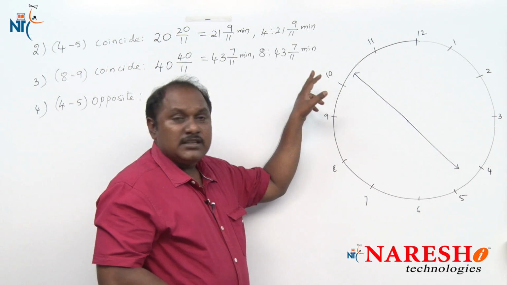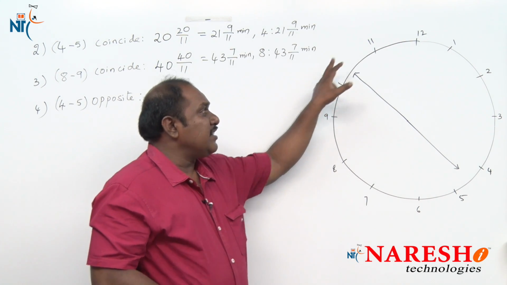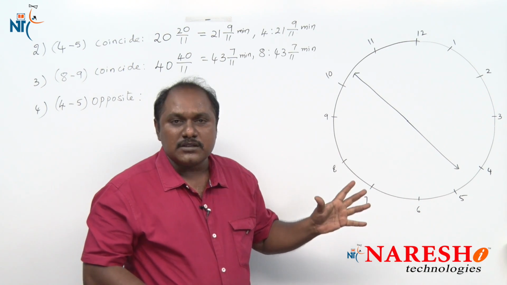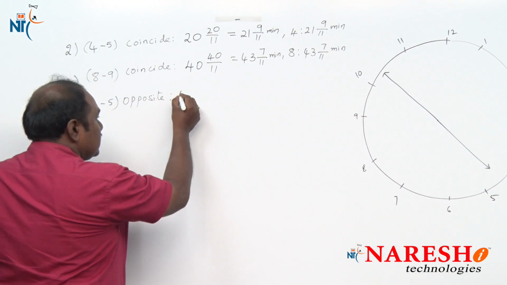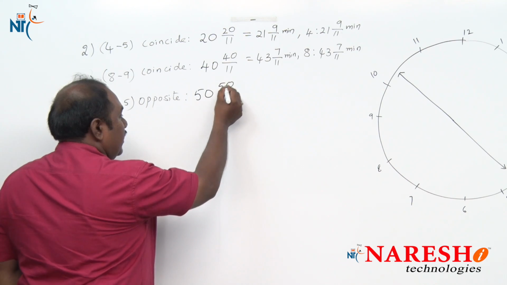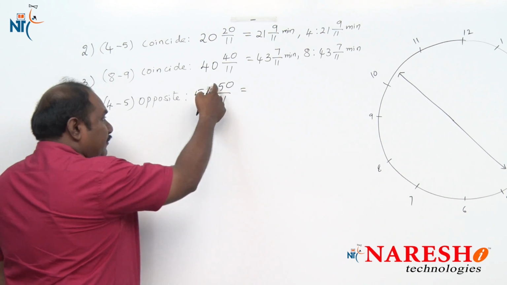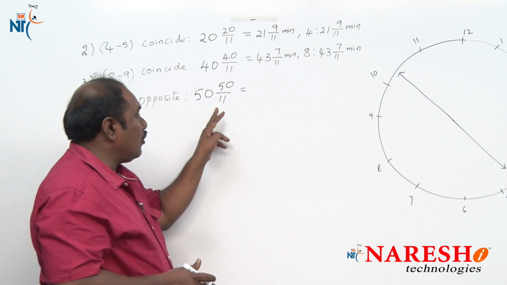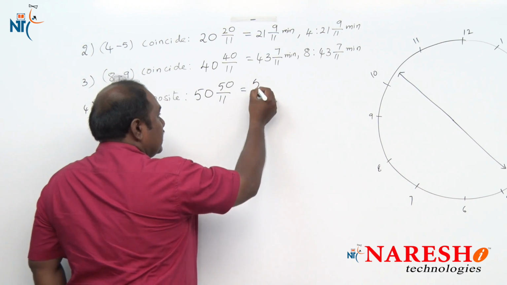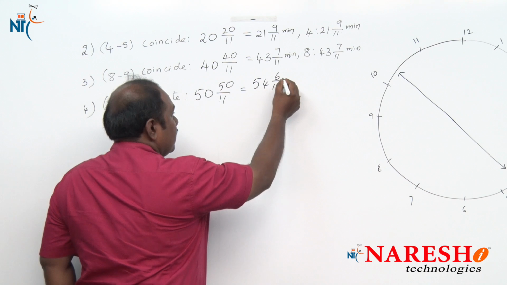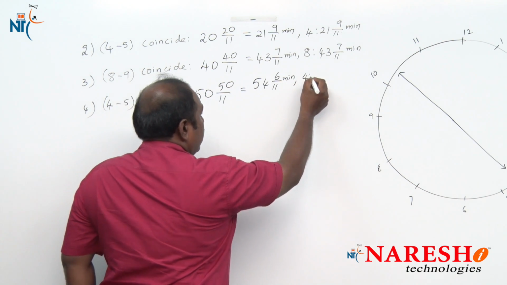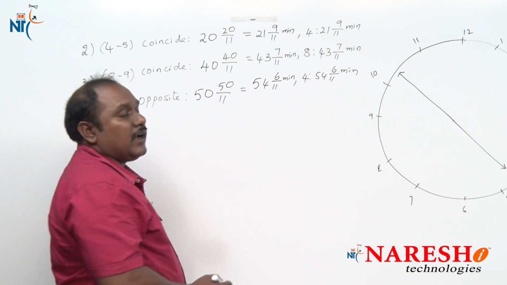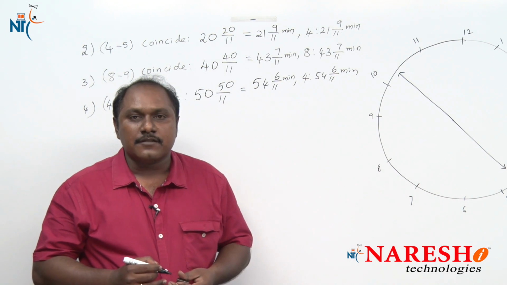Now, the solution for this problem. In this 10 and 11, what is the smallest number? 10. 10 represents how many minutes? 50 minutes. So, the answer is 50 by 11. Now, this 50 by 11 is an improper fraction. Convert into mixed fraction, 4 6 by 11. So, answer is 54 6 by 11 minutes. So, at 4:54 6 by 11 minutes, the minute hand and hour hand are opposite to each other.